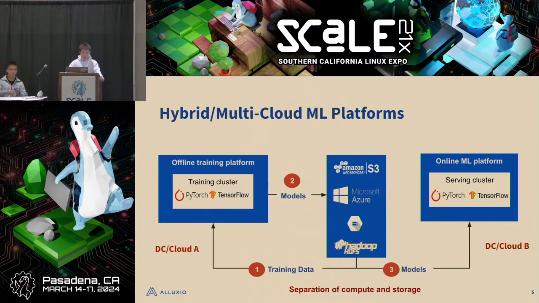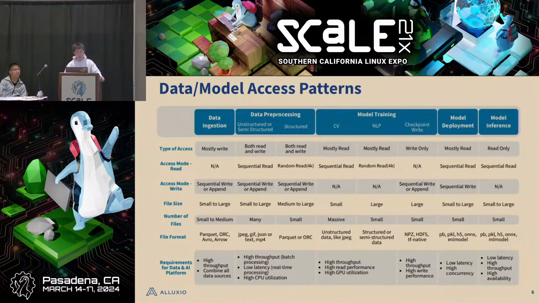Generally, the training cluster will read the data from the remote storage and run the necessary training jobs in the training clusters. After the training job is completed, they will write models back into the remote storage for model storage. On the right side, there's a serving platform. For serving, they fetch the models from the remote storage and serve them in the serving cluster. There is a very clear separation of compute and storage tiers in this kind of design. The training cluster could be in one data center or in cloud A, and the serving cluster could be in another data center or in another cloud. So that's the design.